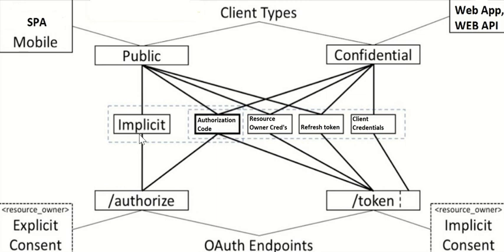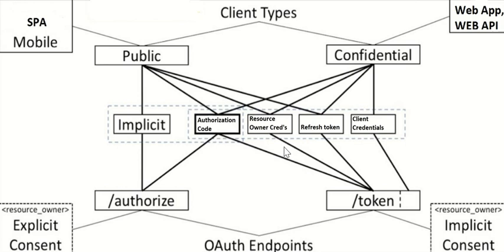In the case of implicit, the application directly gets the access token, but in the case of the authorization code flow, it is two steps: the authorization code first and then the token. That's why this particular grant type is called a three-legged flow. Implicit is a two-legged flow, whereas authorization code is a three-legged flow.